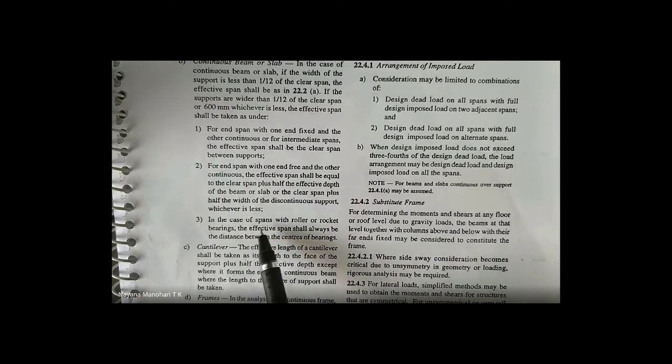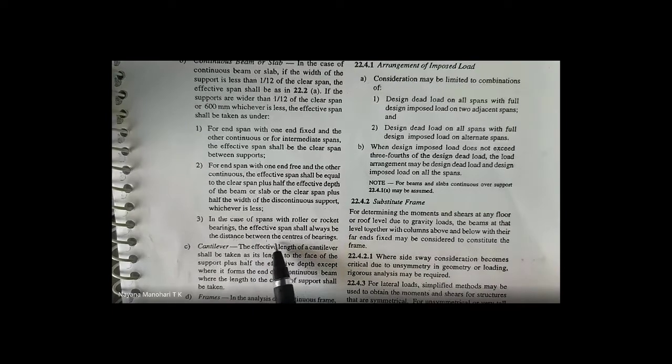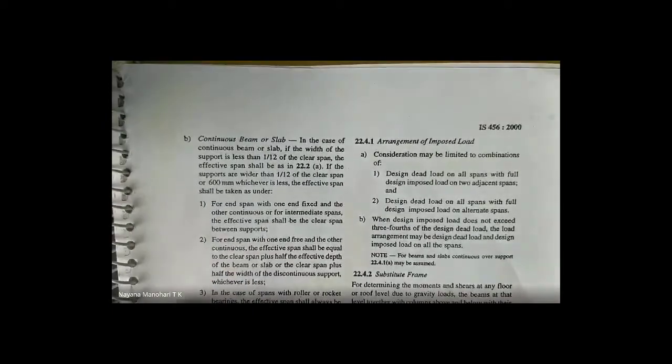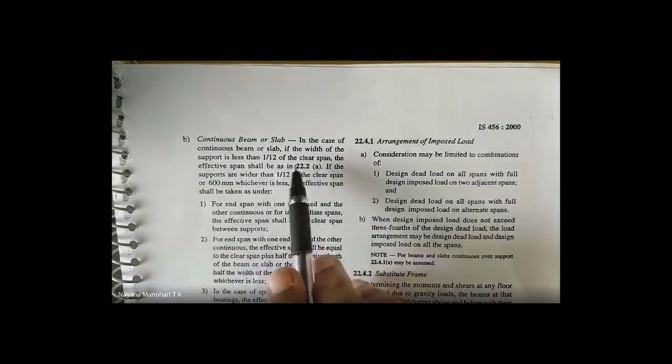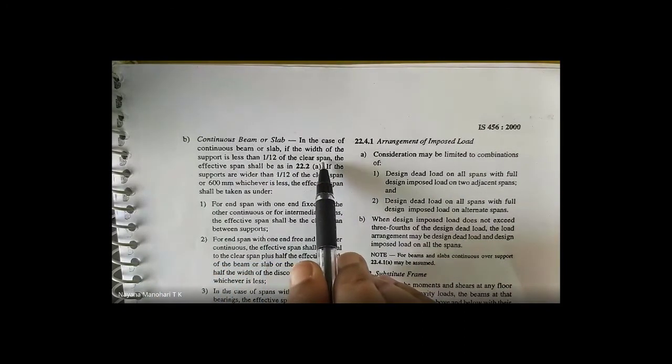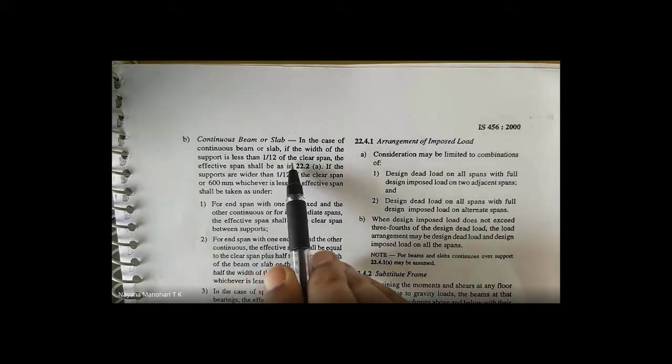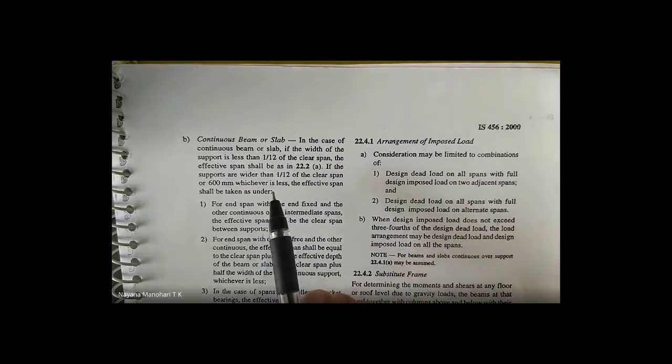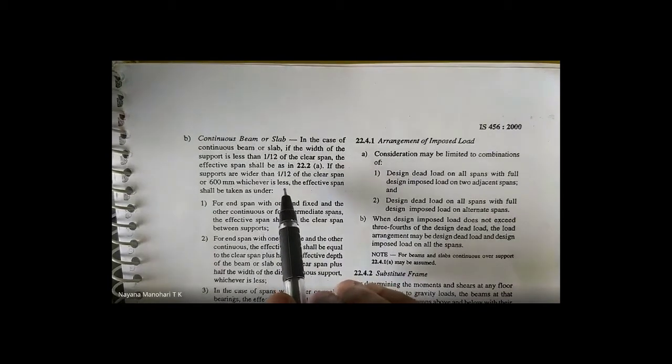In the case of a span with roller or rocker bearings, the effective span shall always be the distance between the centers of the bearings. But for our syllabus, the width of the support is less than 1 by 12th of the clear span. If it is less than 1 by 12th of the clear span, we use the same effective span formula.